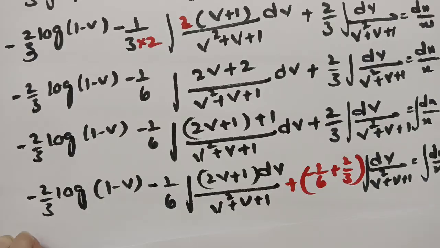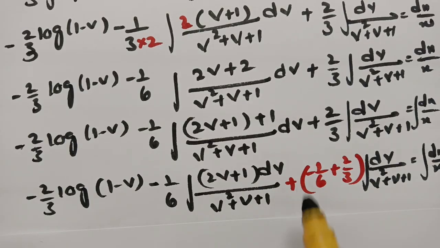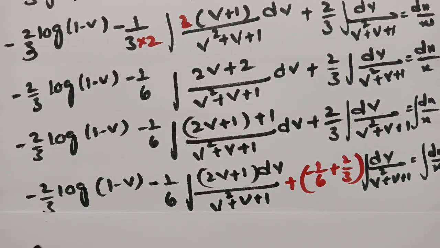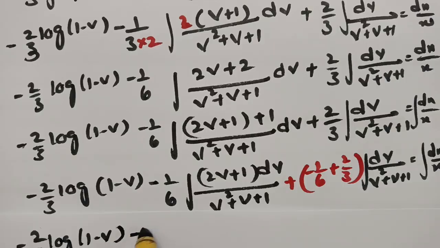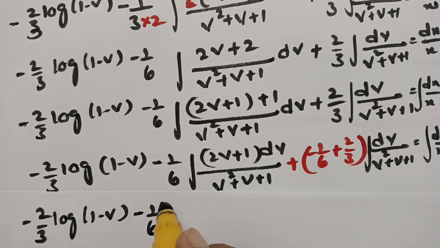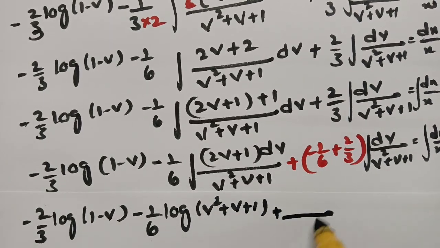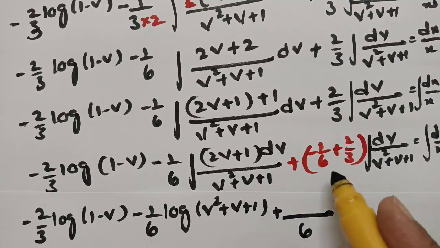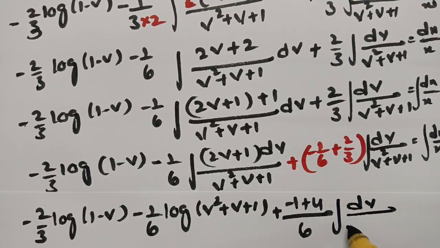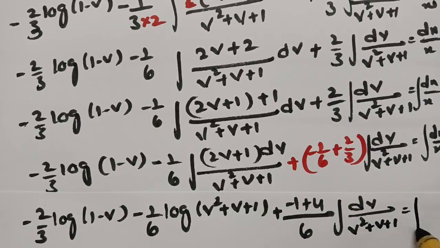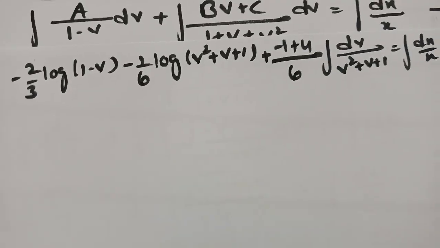And now see here, this one is also settled as, for v square the derivative is 2v into dv, for v this is 1 into dv, and therefore we can write it as minus 2 by 3 log of (1 minus v), minus 1 by 6 times of log of (v square plus v plus 1), and now this one. So if I take 6 as LCM, this is minus 1 plus 2 twos of 4, and this value is going to become dv by (v square plus v plus 1), which is equal to dx by x. And now I have to solve this one.